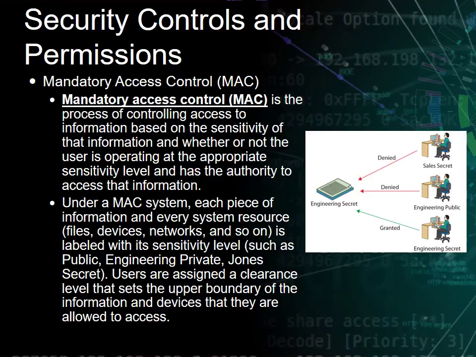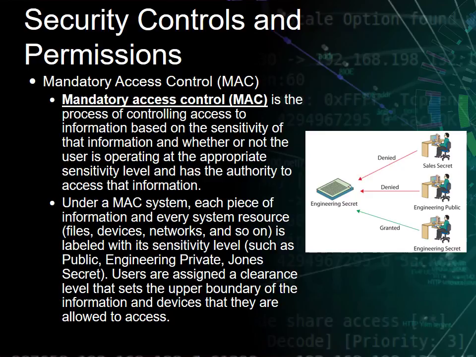But there are different schools of thought that govern how access control lists are used. The first one that we want to talk about is mandatory access control. Mandatory access control is the process of controlling access to information based on the sensitivity of that information and whether or not the user is operating at the appropriate sensitivity level and has the authority to access that information. Under a mandatory access control system, each piece of information in every system resource, such as files, devices, networks, and so on, is labeled with its sensitivity level.